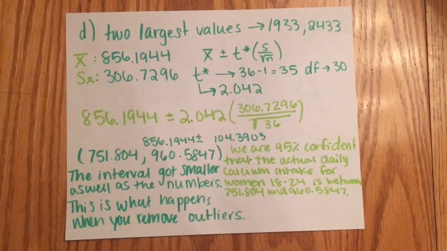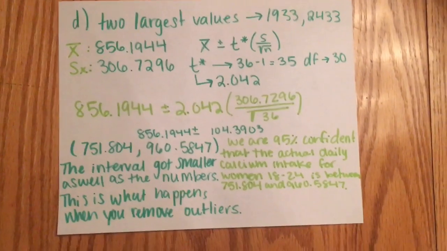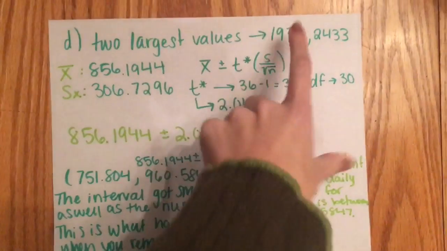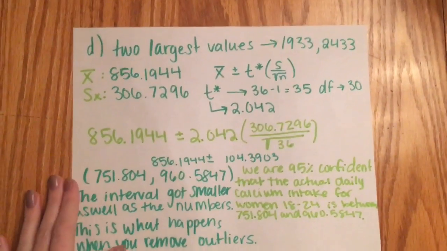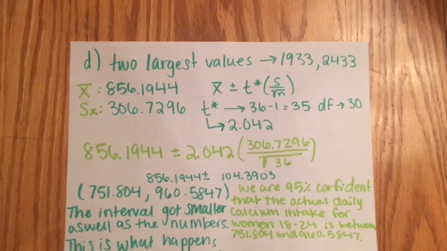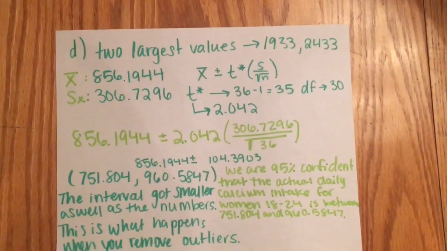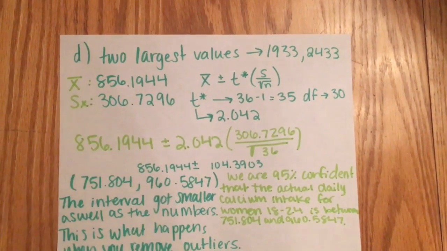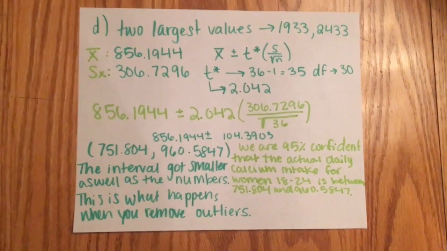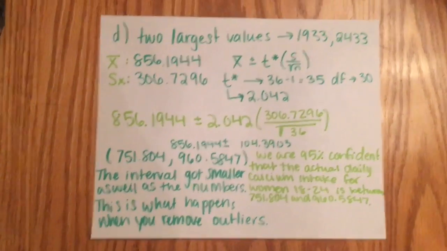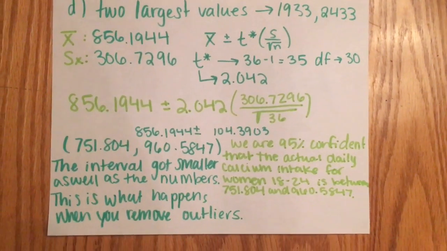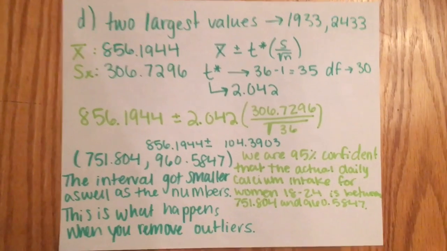Okay, so now for part D, it asked us to remove the two largest values and then compute the 95% confidence interval again, and it asked us what we noticed. So the two largest values were these two, and I just went to my calculator and went into list one and then deleted those two values and then recomputed all of this. So I found that the mean was 856.1944 and that the standard deviation was 306.7296. So now our n value, which is the number of observations, is 36 instead of 38.